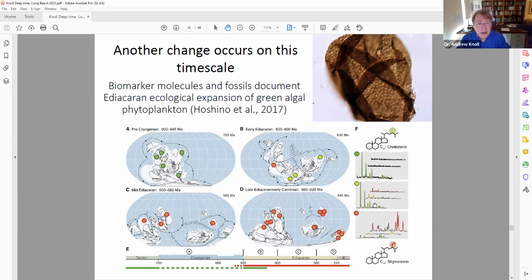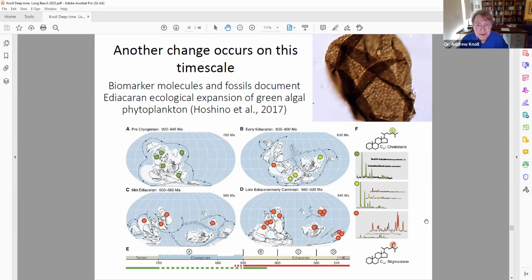There's one more change that happens on this same time scale, and that is, for the first time in Earth history, we see that eukaryotic algae are becoming major primary producers in the Earth's oceans. Before that, it was all cyanobacteria for more than 3 billion years.